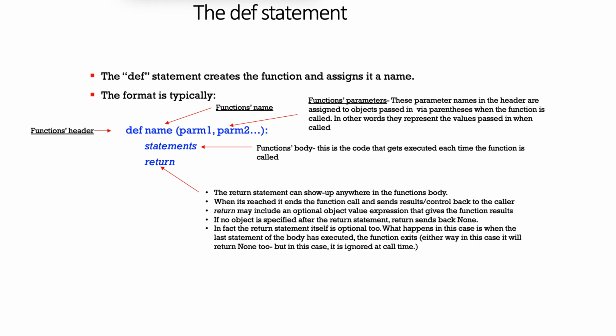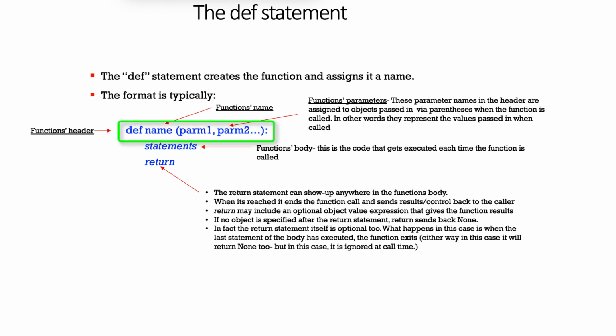Here we'll get into the def statement and the basic syntax for Python functions. The def statement creates the function and assigns its name, as we have said before. The format is typically def, and then the user-defined function name in lowercase, and then one or more parameters. Then we have the body of the function with one or more statements, and finally the return. So let's go through these.